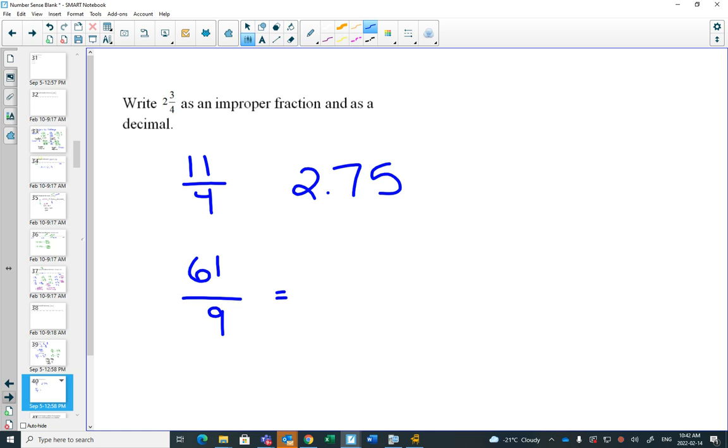What did you get? Yes. Nice. All right, how did you do? Did you get 6 7/9? And as a decimal, this would be 6.7 repeated.